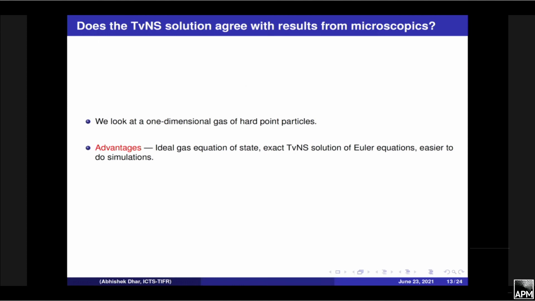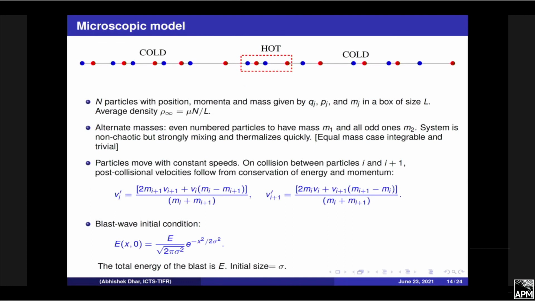But it has very good ergodicity properties and so on. And this is the model we want to simulate microscopically to understand how this shock evolves. So this is the system. Like I said, there are n particles with position and momentum given by qj and pj and masses mj, and the masses are alternating.